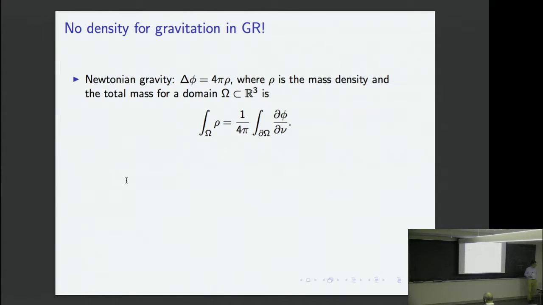Okay, and the reason why this problem is interesting, I can list a couple of them. First of all, we know there's no density for gravitation in GR. In Newtonian gravity, your governing equation is Laplacian phi equals 4 pi rho. Rho is the mass density, and phi is the potential. Therefore, if you want to define the total mass of a domain in R3, you can simply integrate the mass density. But notice that because of this equation, you can actually write this as a boundary integral of the normal flux of phi.